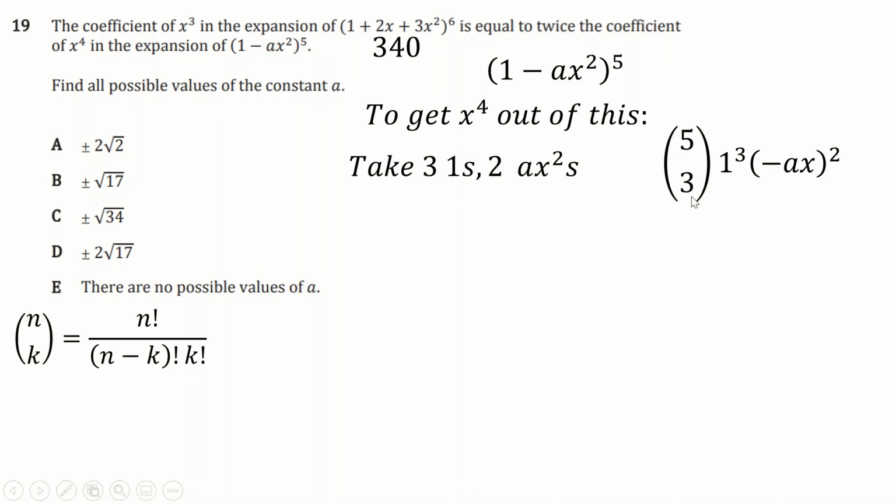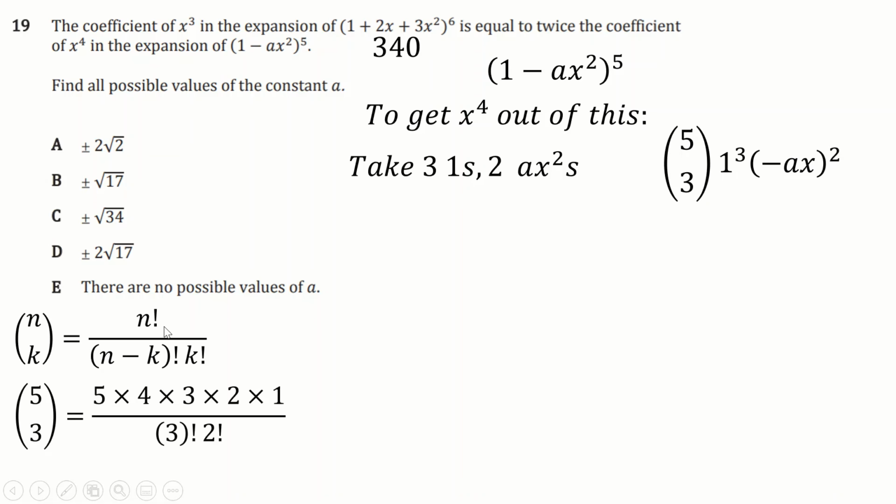5 choose 3 is the same as 5 choose 2. And you can pause and figure out why just by looking at this, which is why it doesn't matter whether I choose 5 choose 3 or 5 choose 2. And that should be an x to the 4, again, because x squared times x squared should give you an x to the 4. And in any case, you get 10 is your answer.